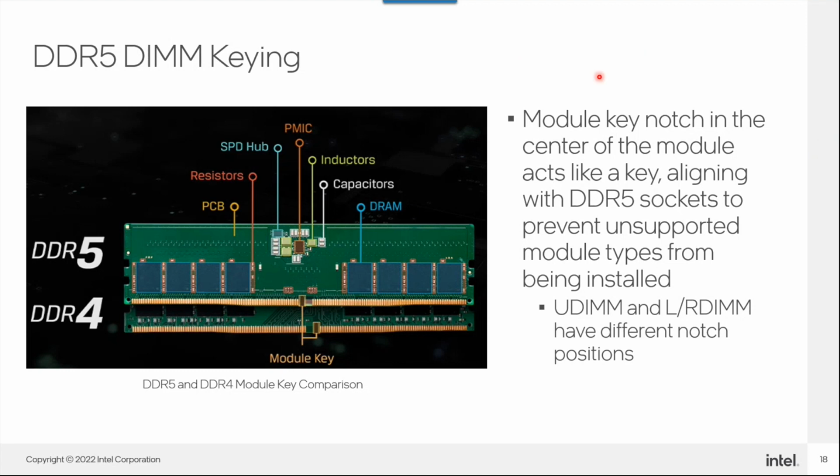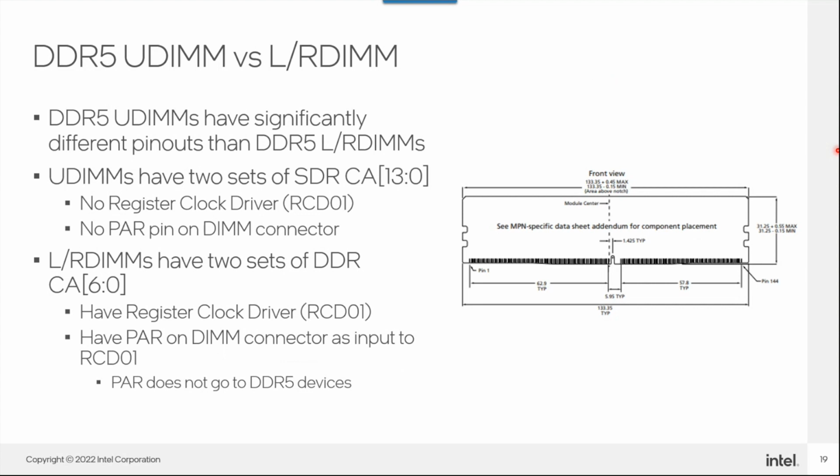And for more information on the DIMMs, on the next slide, we have that the DDR5 UDIMM has significantly different pinouts compared to the DDR5 LDIMMs and RDIMMs. So as well as the notch, please be aware of these different pinouts. And basically for the UDIMMs, you have two sets of single data rate command and address bus. So there's no register clock driver and there's no PAR pin on the DIMM connector.